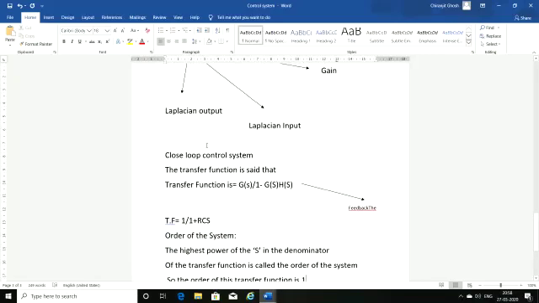Next part, the pole and zero concept and also the characteristic equation, will be discussed in the next part of the control system classes.